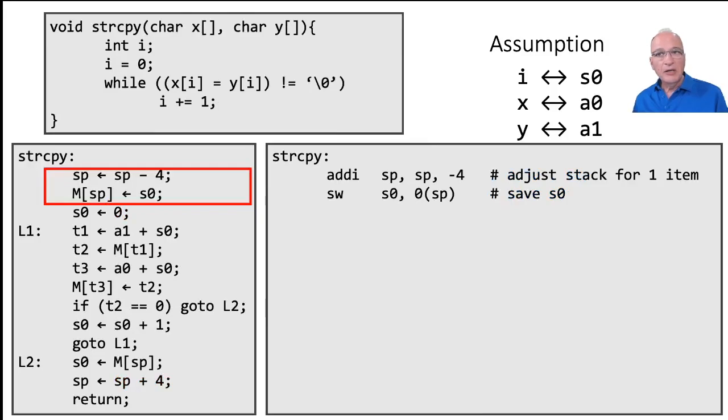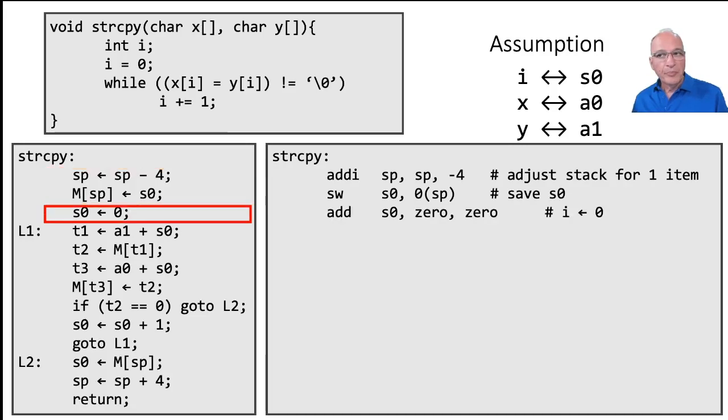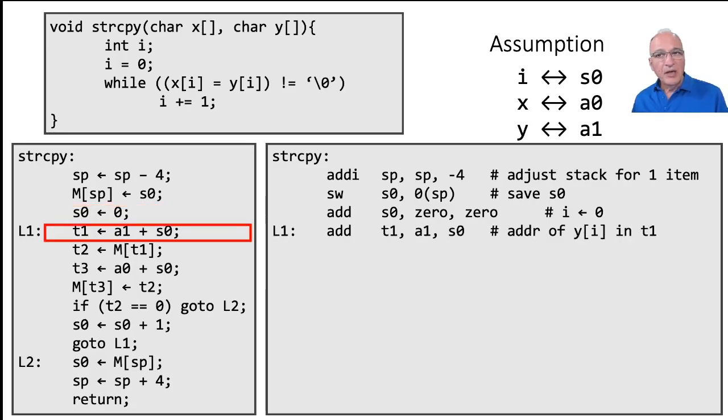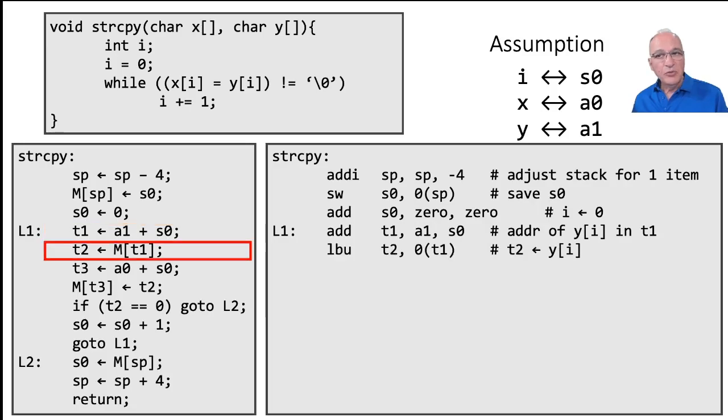And now with this intermediate code, it's very easy to produce the assembly code because each one of those lines can easily translate into an assembly instruction. As shown in the slide here, first I save the value of S0 to the stack, then I zero S0. Next, I compute the address of yi, and then I do a load byte unsigned from that address to T2.